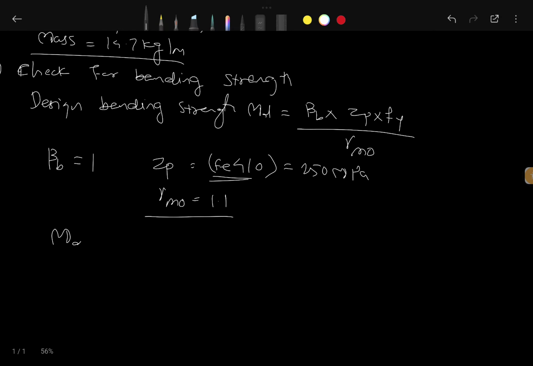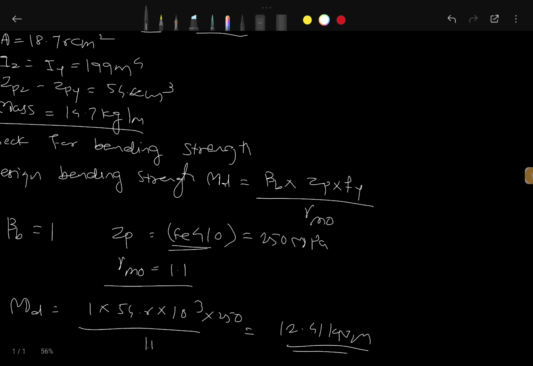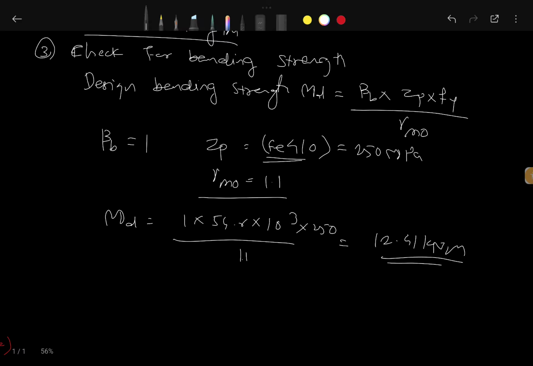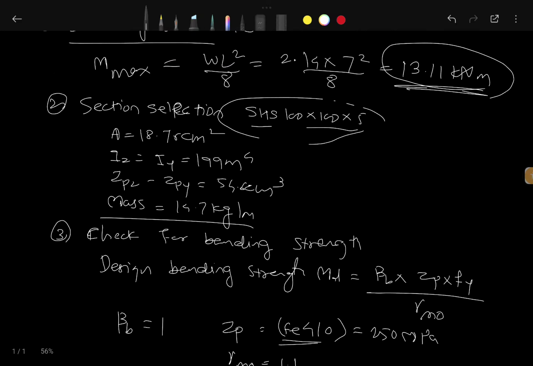Now MD is equal to 1 into 54.6 into 10 to the power 3 into 250 Newton per mm square divided by 1.1. If we calculate that, we can get the value 12.41 kilonewton meter. So this value is less than 13.11 kilonewton meter. Okay, so that's why this section is not acceptable. Which section? This SHS 100 by 100 by 5.